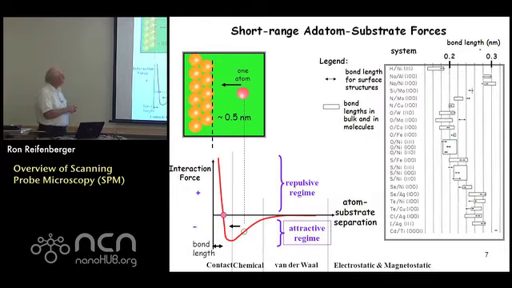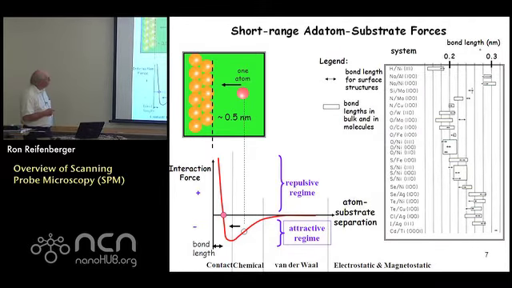So you can't push this atom through these atoms, right? Nature won't let you do that. What nature does is it provides a very strong repulsive force to push it back. So when the separation between the atom and the substrate gets very small, the interaction force rises very steeply and becomes positive, which indicates it's repulsive. So positive forces are repulsive, negative forces are attractive.